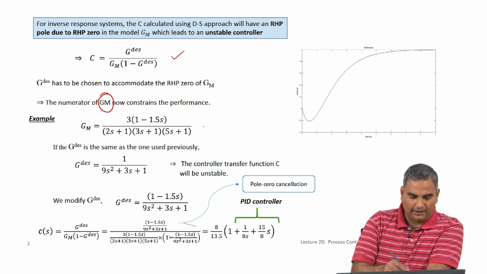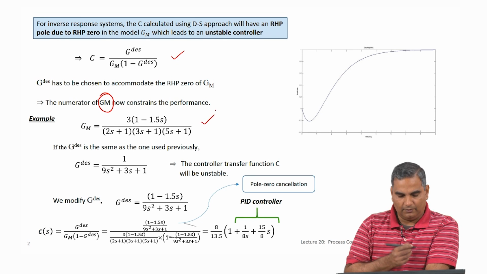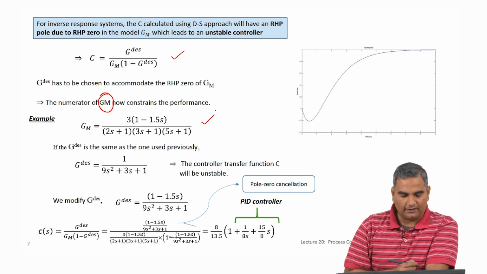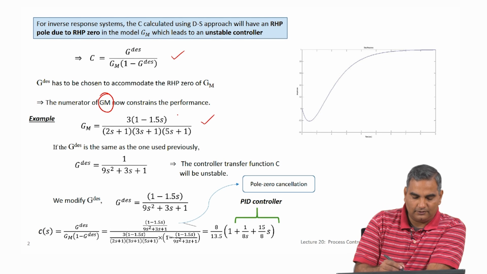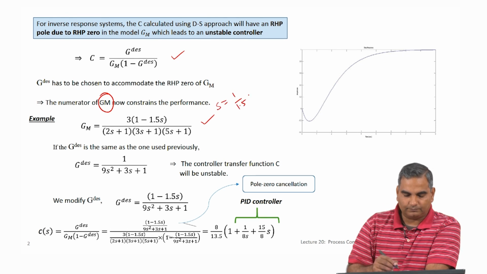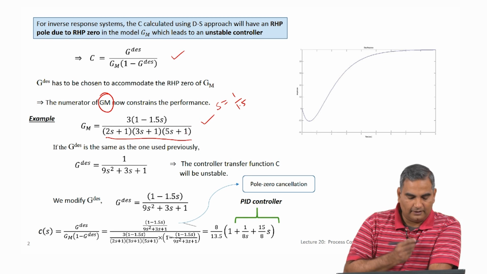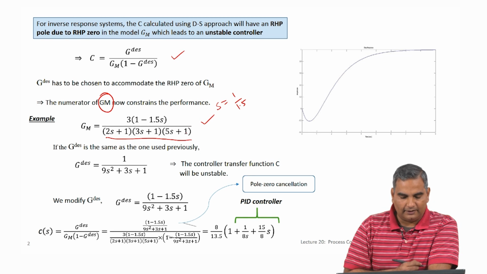If you have the G model like this, and looking at this, you can say that there is going to be inverse response behavior, because the 0 of this transfer function is s equal to 1 over 1.5, which is in the RHP. You also notice that all the poles are in the left half plane: s is minus half, s is minus 1 over 3 and s is minus 1 over 5. This is the reason why I am going to get an inverse response.